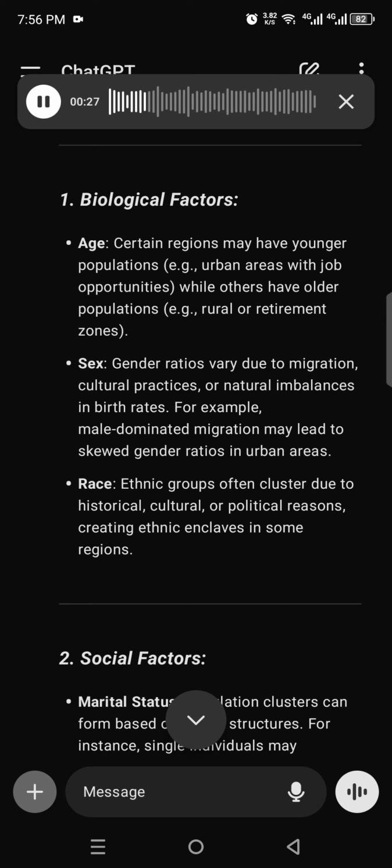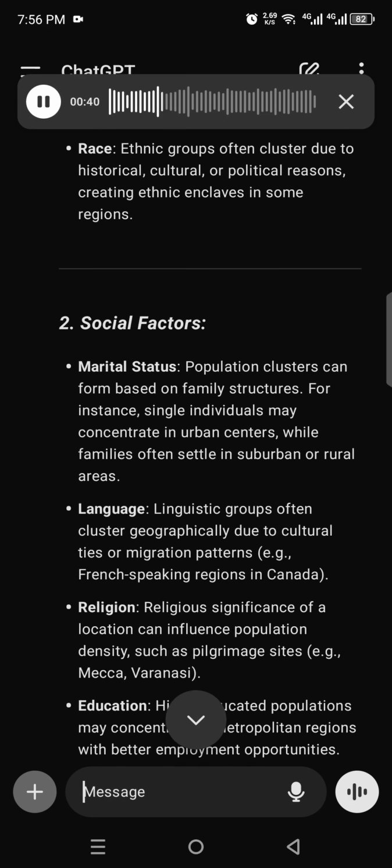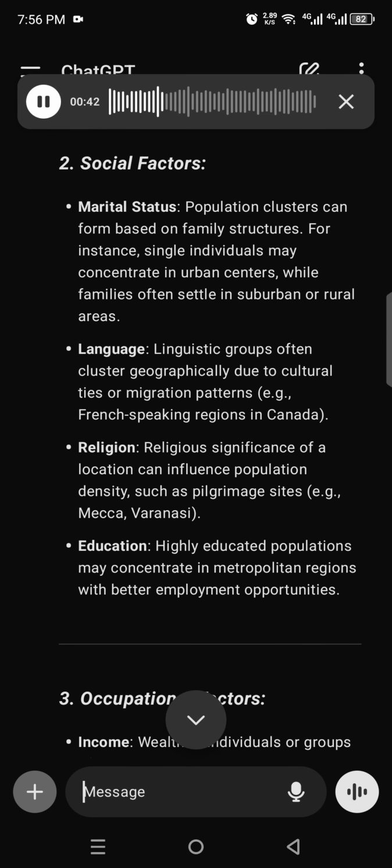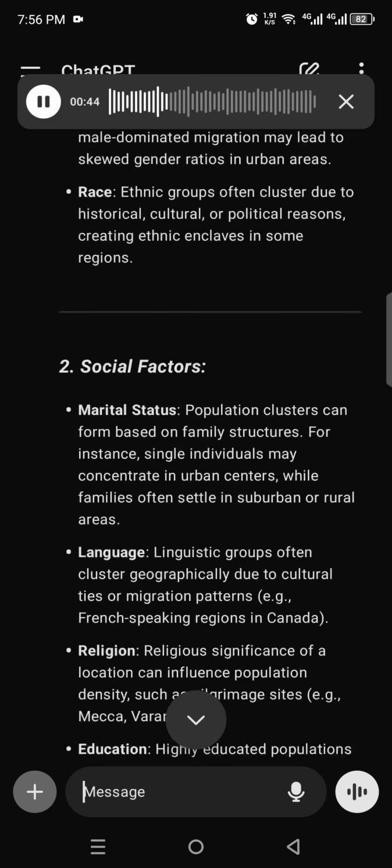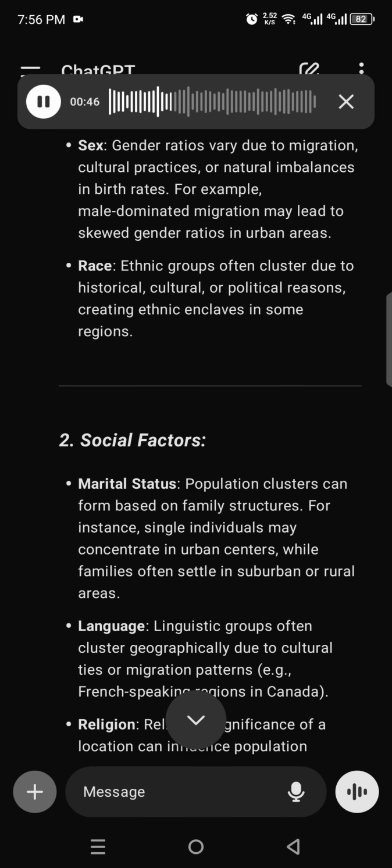Sex. Gender ratios vary due to migration, cultural practices, or natural imbalances in birth rates. For example, male-dominated migration may lead to skewed gender ratios in urban areas. Race. Ethnic groups often cluster due to historical, cultural, or political reasons, creating ethnic enclaves in some regions.